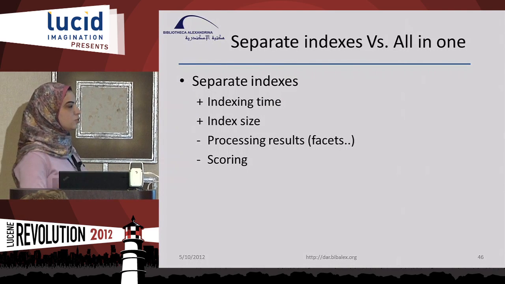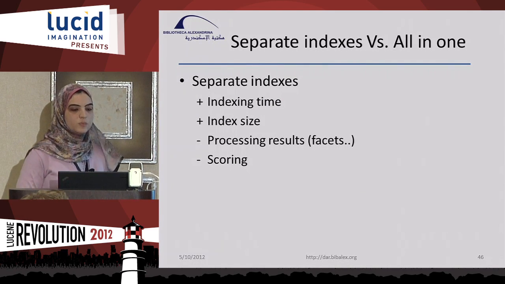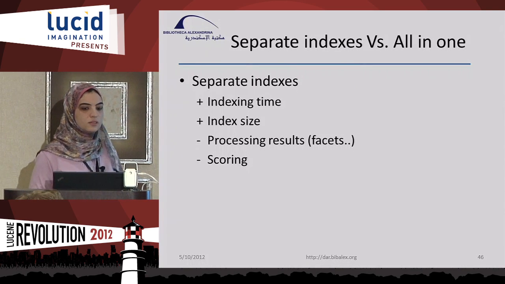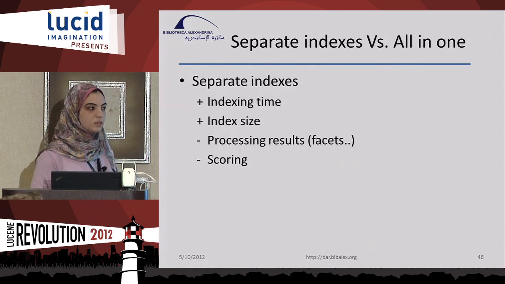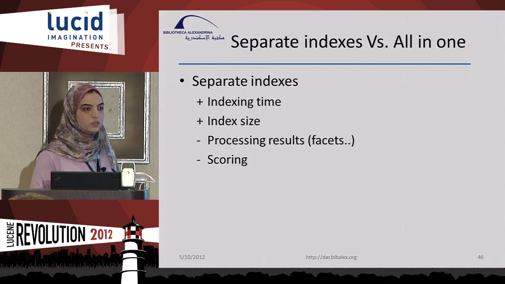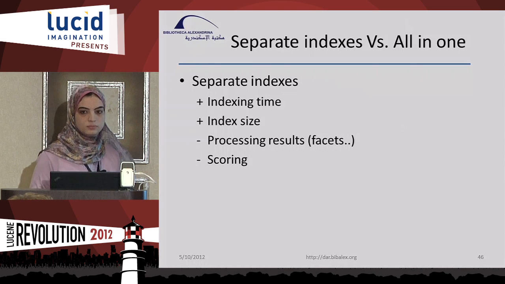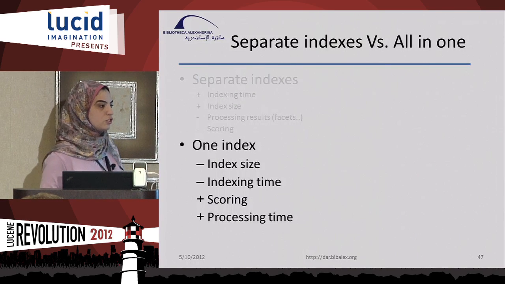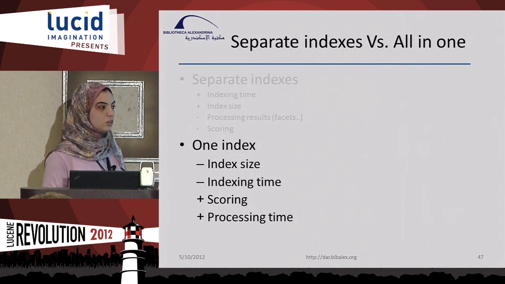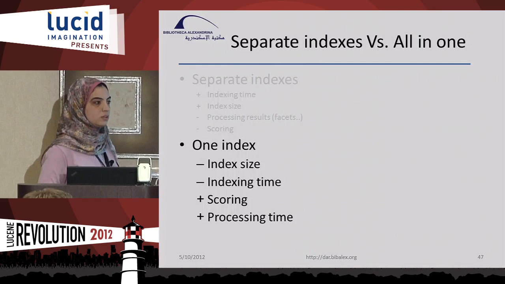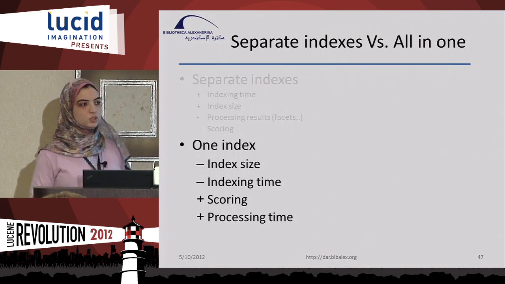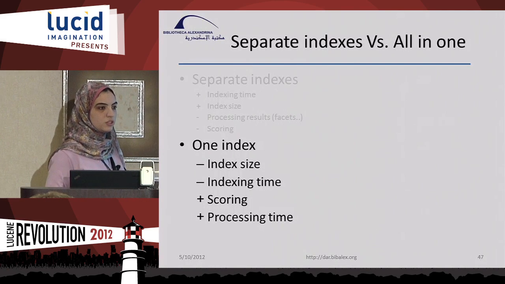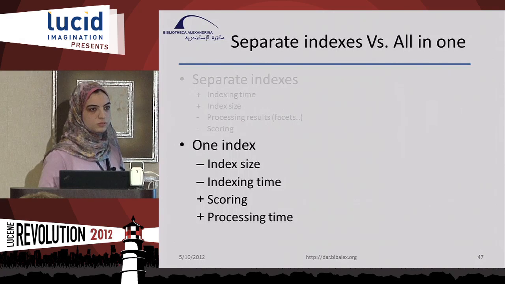So from the 3 solutions, we have found that if we separated the indices, the indexing time and index size is okay for us, but all this processing for the results and faceting and actually the scoring and ranking is not acceptable. But using just one index that contains the metadata and the content, the index size and the time is not acceptable, but the scoring and the processing time is much better than before.